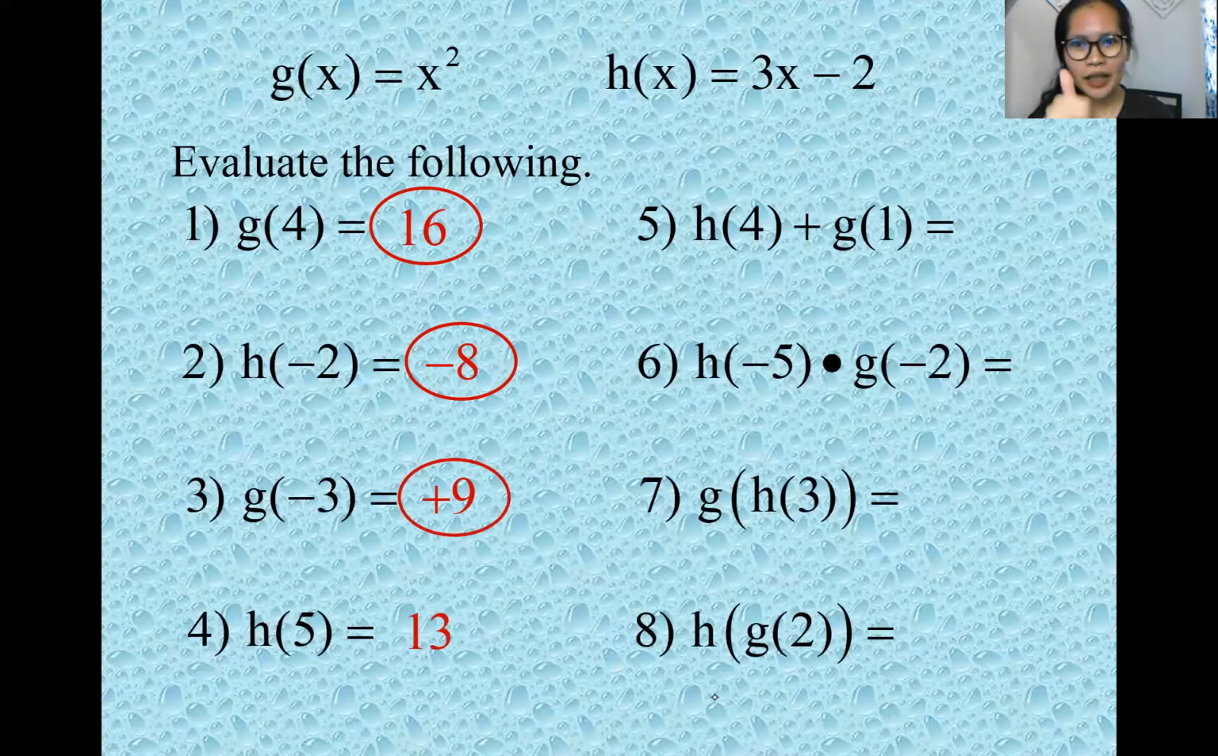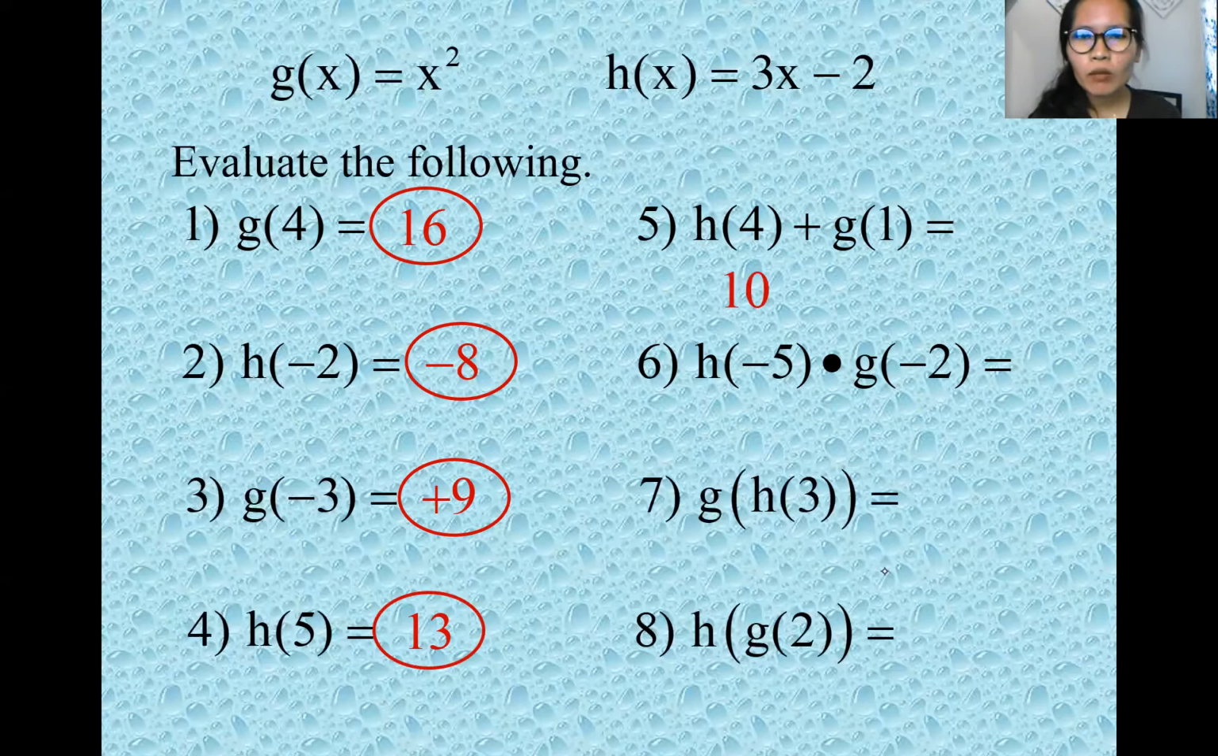Are we clear on that? Okay. So how about number 5? h of 4 plus g of 1. So first, let's solve the value of h of 4. h of x is equal to 3x minus 2. So 3 times 4 is 12, minus 2, the answer is 10. That is the value for h of 4.